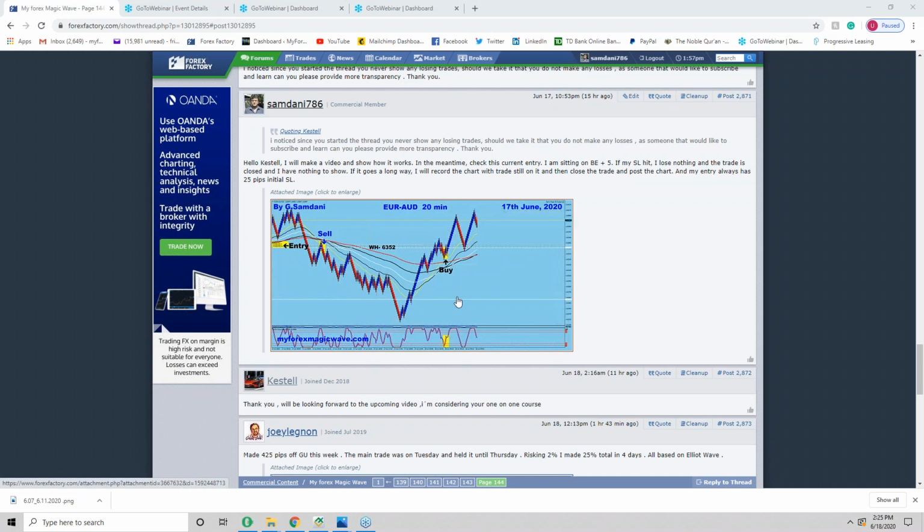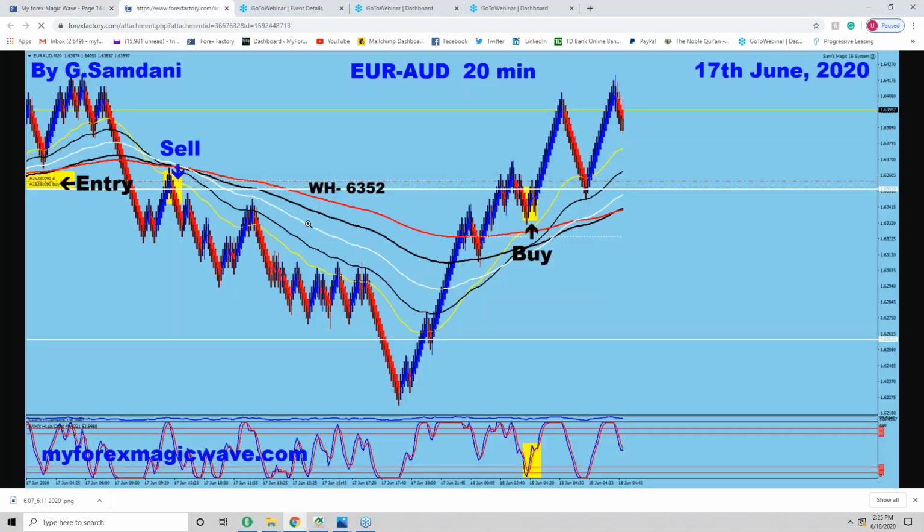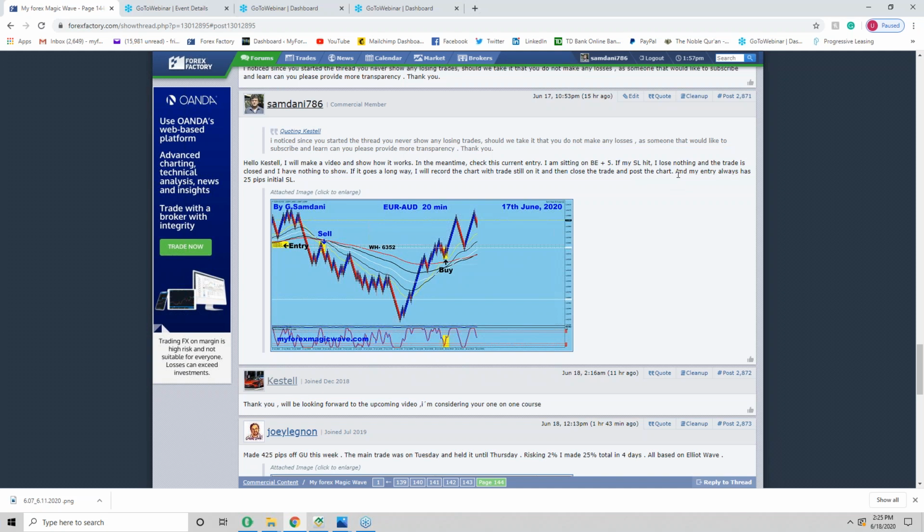Today is the 18th. Actually, it was on the 17th, yesterday evening, late night. So what happened is they checked this entry out. I'm sitting on BE plus 5. Here's my trade, here's my buy entry, and then SL moved to break even. Worst come to worst, if it comes back and hits the SL, I'm going to lose the trade, right? But how many pips do I lose? Nothing. I actually make 5, and the trade is closed.